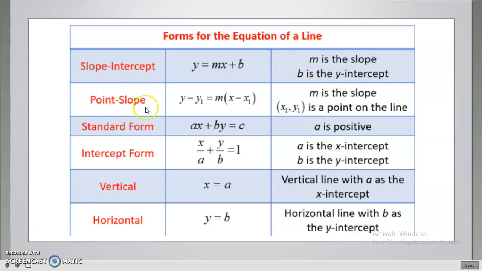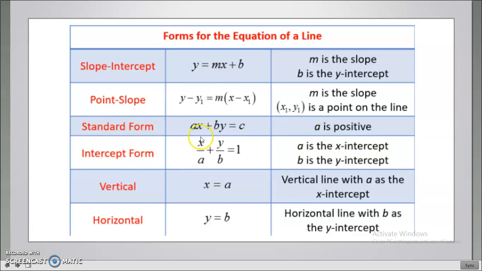We also have point-slope form, and it is y minus y1 equals m times x minus x1, where m is the slope and x1 and y1 are points on the line. Standard form, ax plus by equals c, where a is positive, and a, b, and c are also integers, so that's also very important.